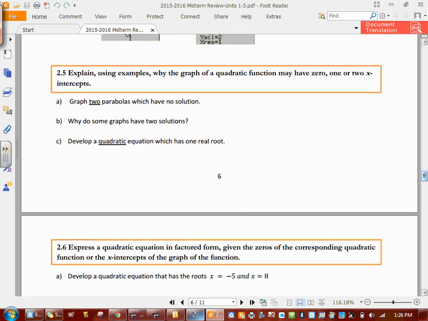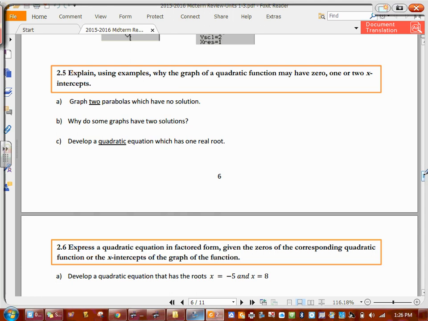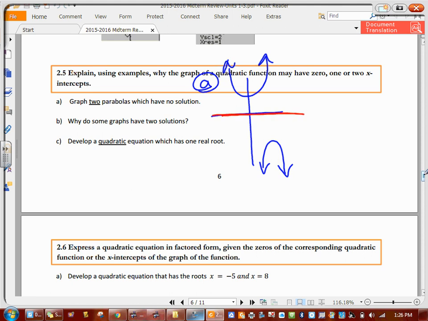On here, we'll do A is going to be blue. No solutions, it could be above or it could be anywhere below. It means it is not touching your x-axis. Okay? If it doesn't touch your x-axis, it has no solution. Okay, so that's letter A. So 2 parabolas. One's going up, doesn't touch x-axis, one is pointing down, doesn't touch the x-axis.